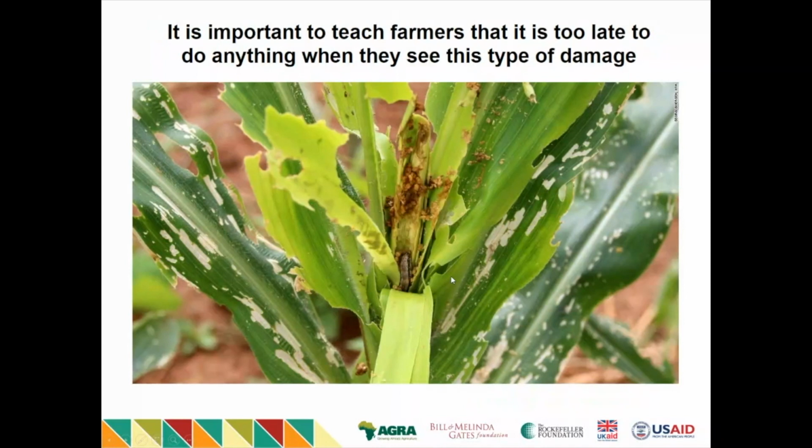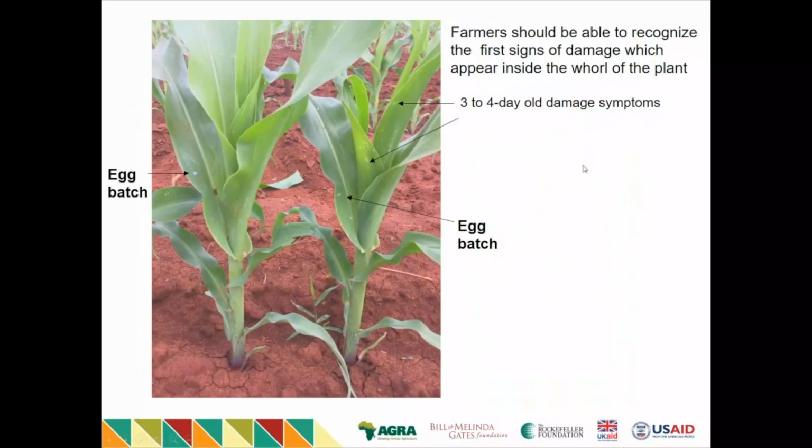But what I think is extremely important, and this is the message that you as a trainer should convey, is that farmers should learn how to identify the first signs of damage. There again, and I'm using the same photo, on the left-hand side you can see an egg batch, on the other plant as well. And this damage symptom that you see here is 3 to 4 day old damage. Now, why is that important? The answer is straightforward and simple.